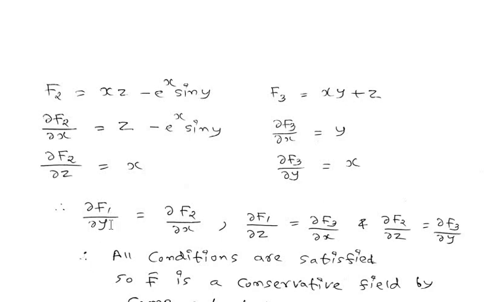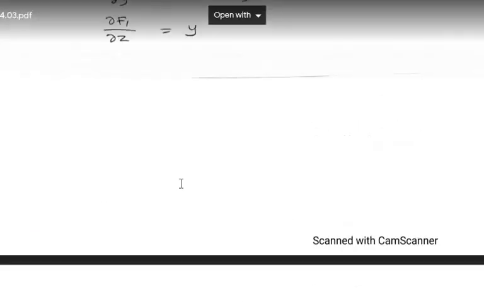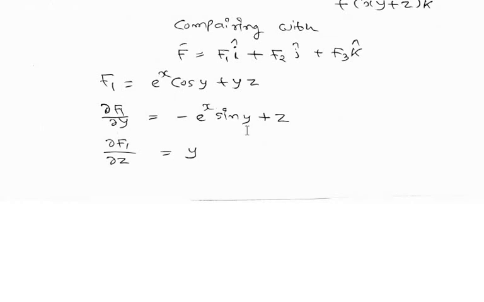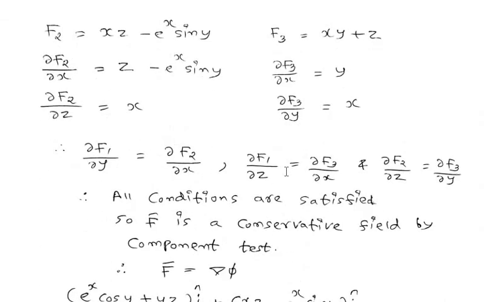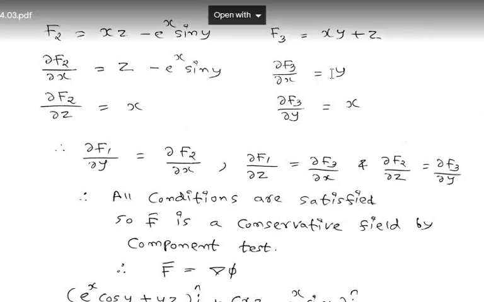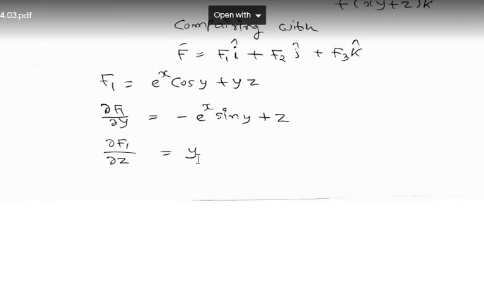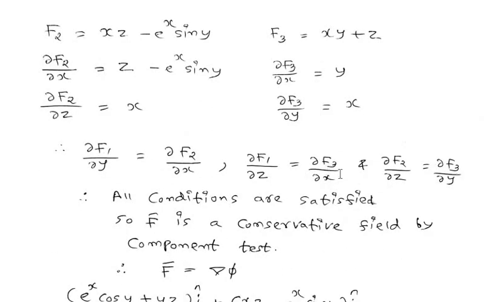Now you can see that del f1 by del y and del f2 by del x are both the same. See, del f2 by del x is z minus e raised to x sin y, and del f1 by del y is again z minus e raised to x sin y. So the first condition is satisfied. Now you can check the second and third conditions also. Del f1 by del z and del f3 by del x. See, del f3 by del x is y, and del f1 by del z is again y. So the second condition is also satisfied.